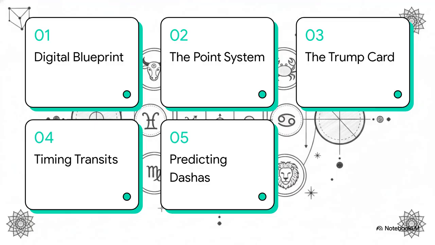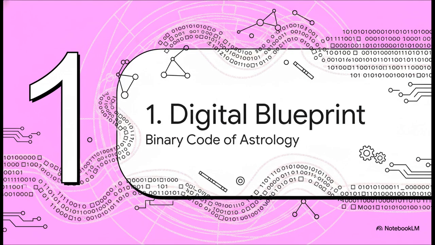Here is our roadmap for today's explainer. First, the digital blueprint. Second, decoding the point system. Third, the astrological trump card. Fourth, timing transits and gochar. And fifth, predicting dasha results. Let's get into it. Section 1, the digital blueprint.